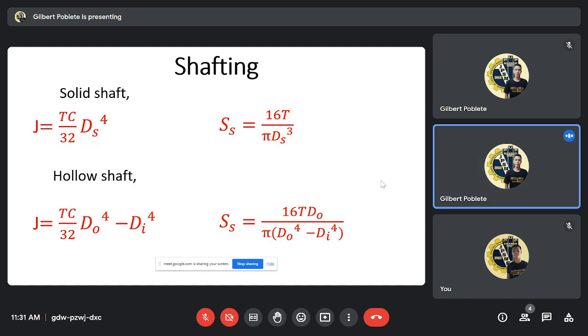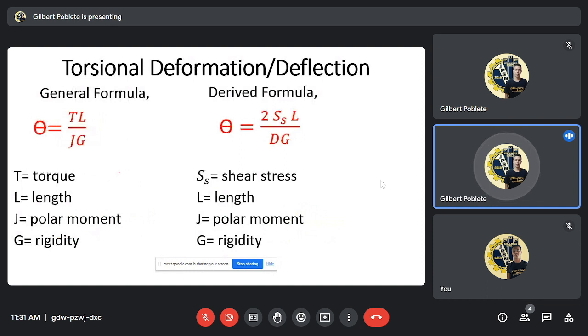Next. So, meron tayo itong torsional deformation or deflection. So, may general formula tayo dito na TL over JG. So, torque times the length over the polar moment times the rigidity. So, ito naman yung derived formula natin na kasama na yung shear stress natin. So, 2SL over diameter times the rigidity. So, ayan.